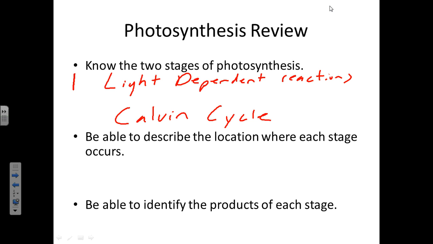So this has to happen first. It has to have light. This happens second. It doesn't need light, but it can happen in the light. Doesn't matter.